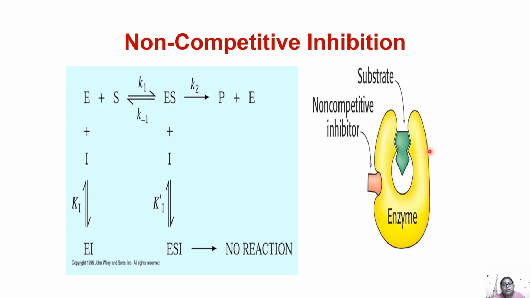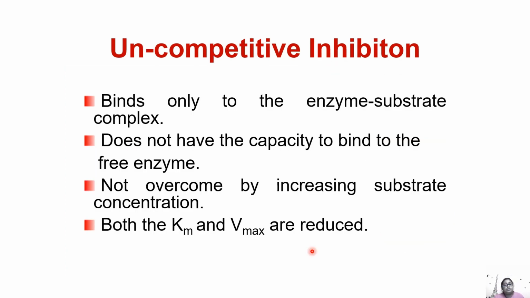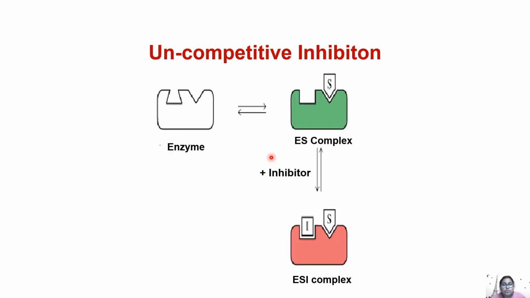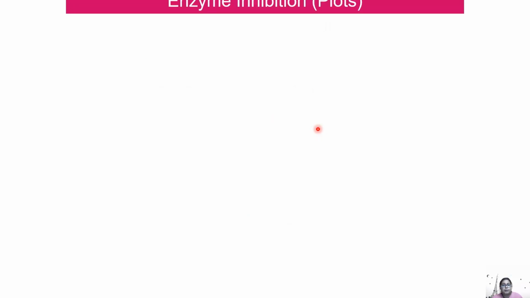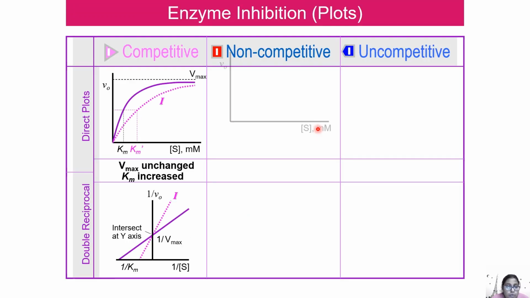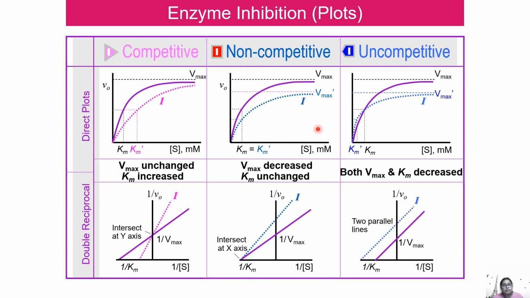For non-competitive, the inhibitor attaches somewhere else. It is not exactly competing with the substrate. And uncompetitive binds only to the enzyme-substrate complex. It does not have the capacity to bind to the free enzyme, and that is why it is not overcome by increasing substrate concentration. So this is what we mean by uncompetitive. It is binding to the ES complex. So we have talked about the different types of enzyme inhibition.